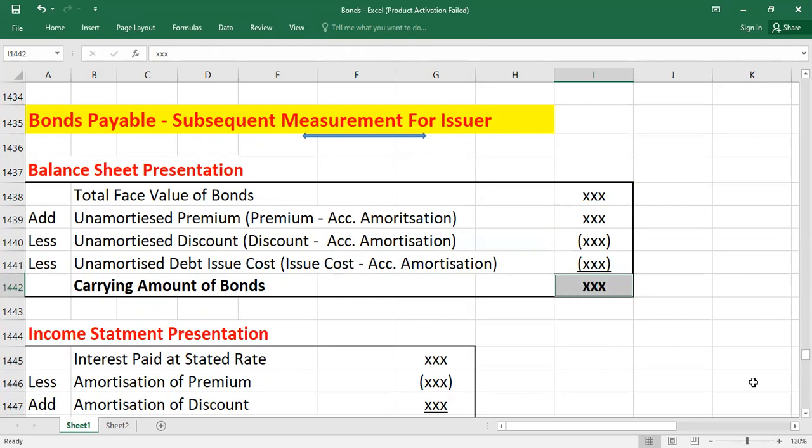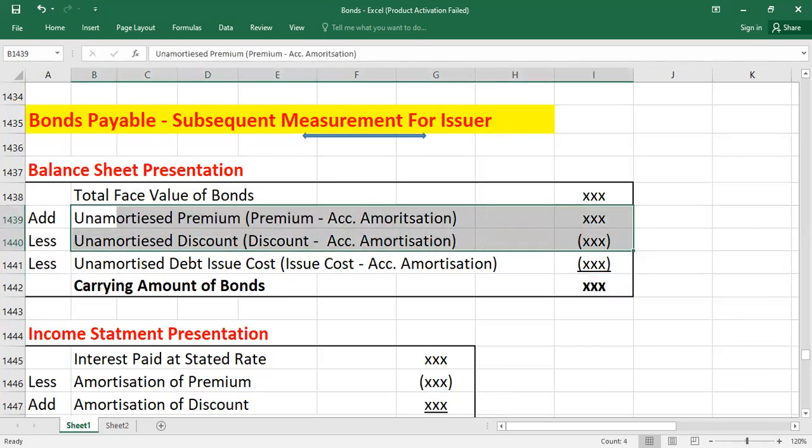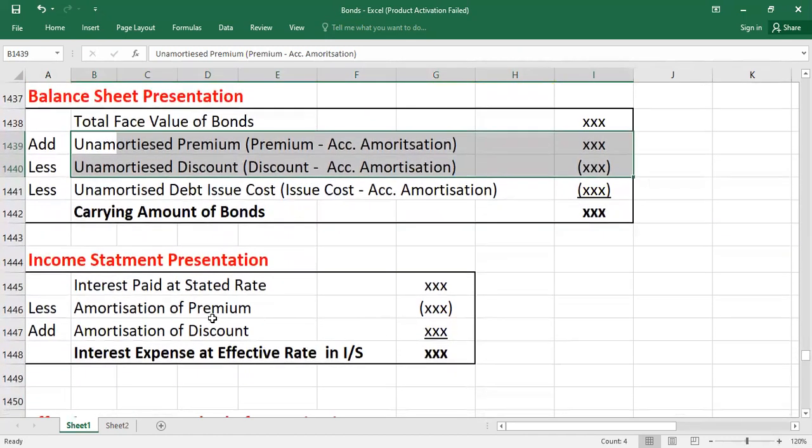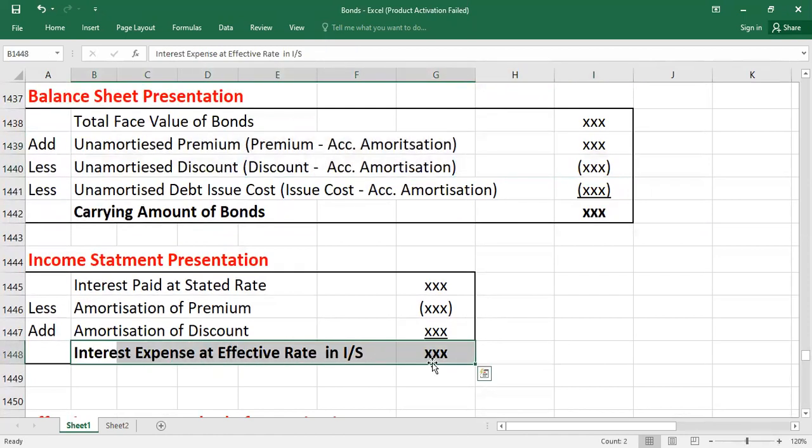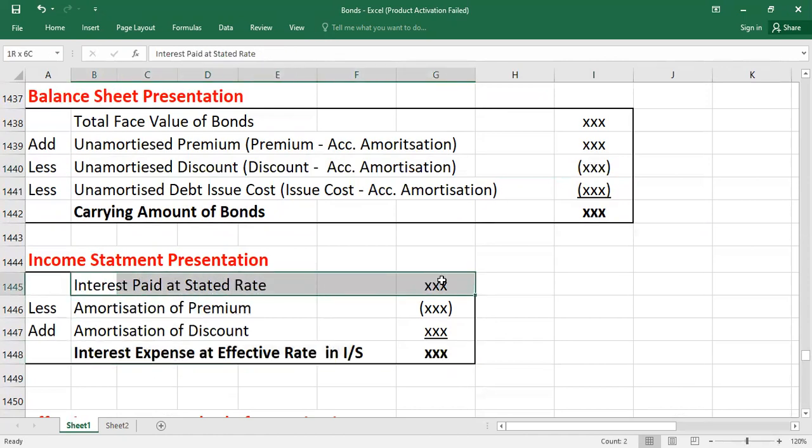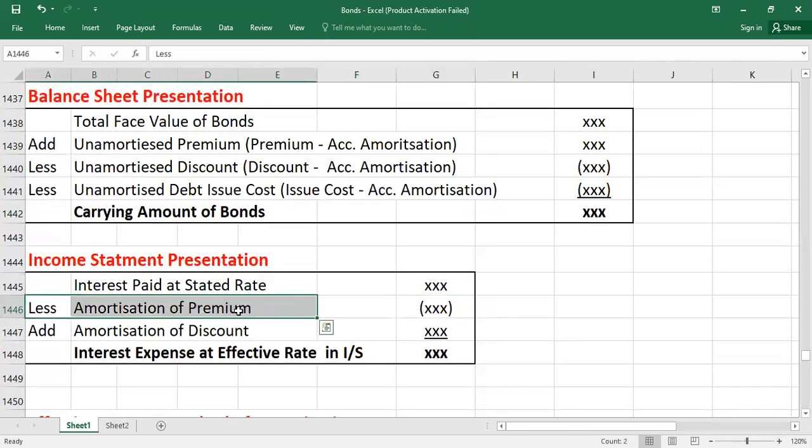Okay, so the same here, because I will amortize on a semi-annual basis, I will amortize premium and discount here. Then we have the income statement presentation, how you will present the income statement. Usually in the income statement, you always record your interest expense at the effective rate, and how you will calculate it, I will show you, just wait. But it can be calculated this way also. We need interest paid at the stated rate, which is the actual interest payment paid as per the stated rate, less amortization of premium.